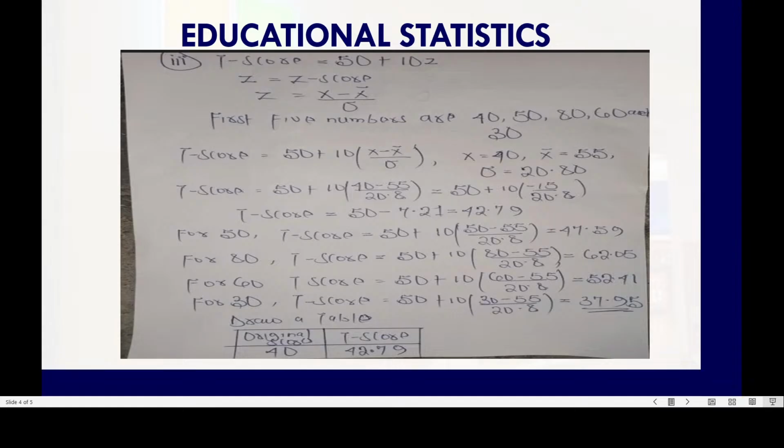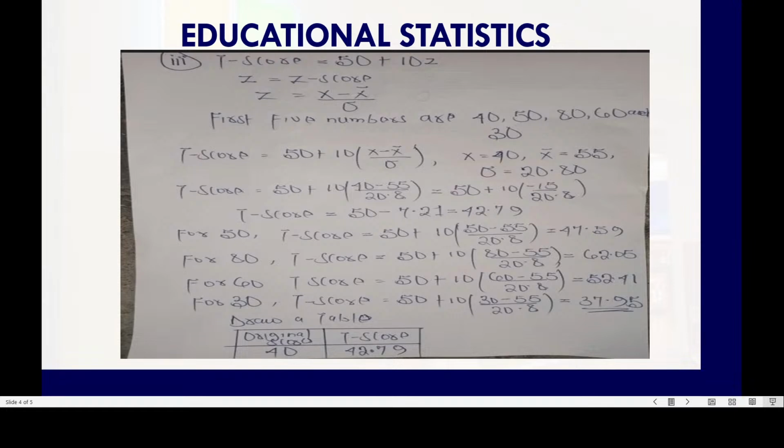I will do the same for the second score, which is 50. In the same formula, we put 50 plus 10 into 50 minus 55 divided by 20.8. If you subtract 55 from 50, you're going to get minus 5, times 10 gives minus 50, divided by 20.8, then you subtract from 50, and you're going to have 47.59.